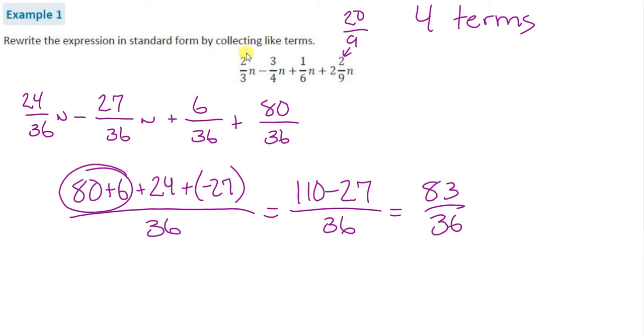Now, can that be simplified? No, but it can be converted back into a mixed number. 36 goes into 83 2 times. 2 times 36 is 72. 83 minus 72 gives me 11, so 11/36. All right, fantastic. You were doing an amazing job.